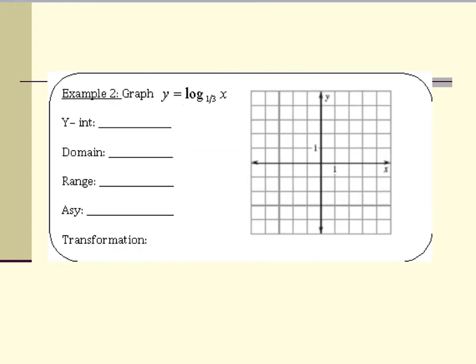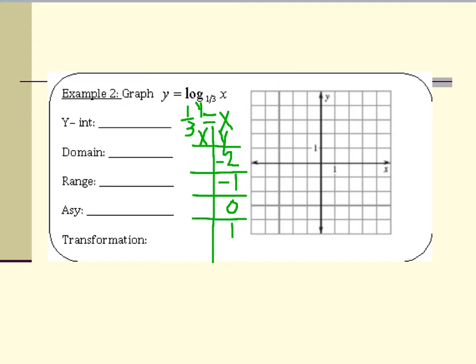So example 2, graph y equals log base 1/3 of x. So let's change our form here. Okay, our base is 1/3. So we're going to do 1/3 to the y power equals x. And this is the exponential form that we're going to use to graph. So x, y, making my table, and I'm going to use my y values again of -2, -1, 0, 1, and 2.